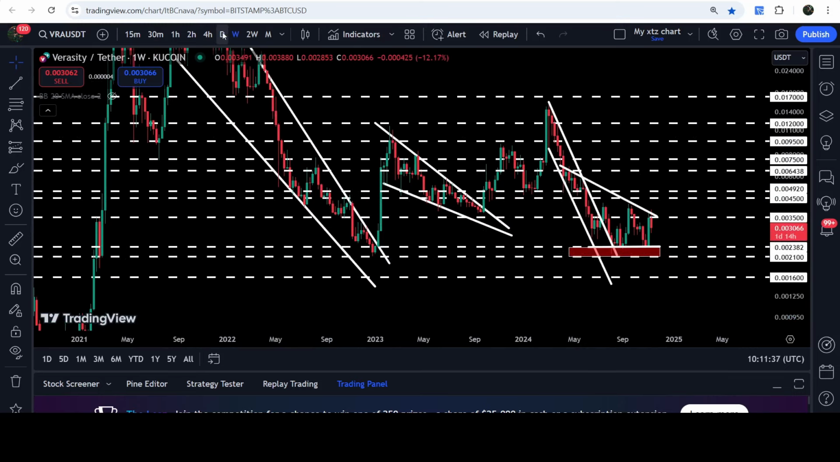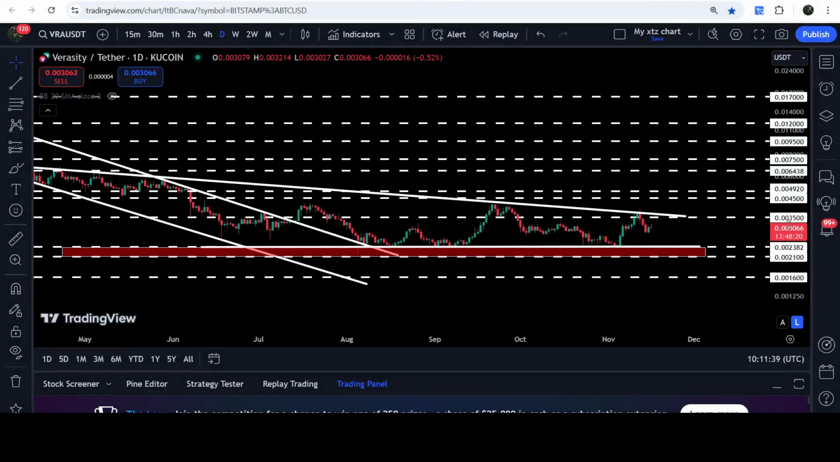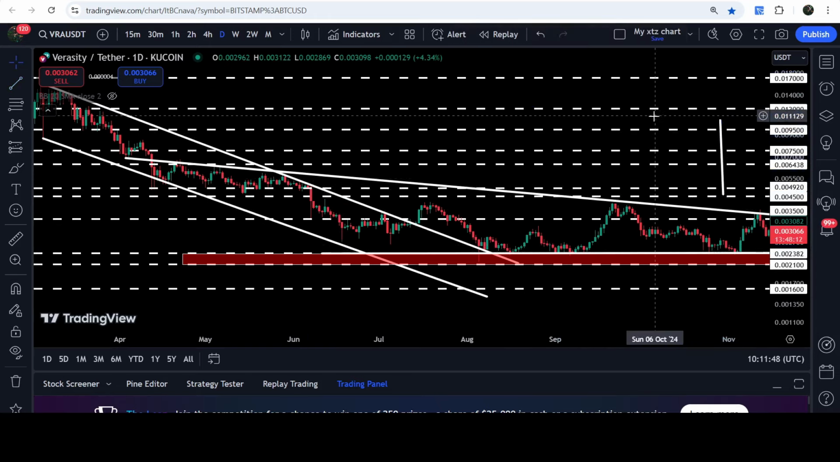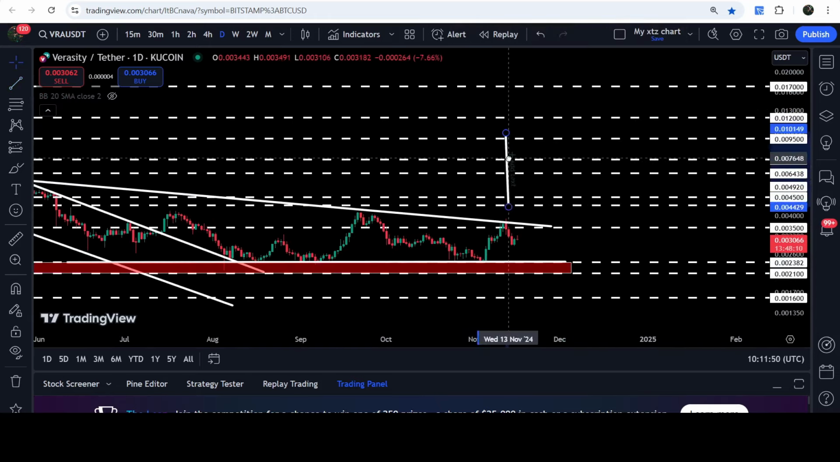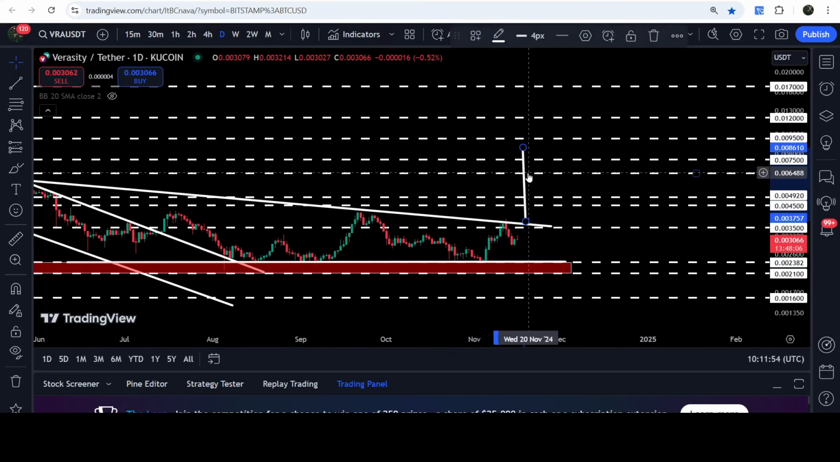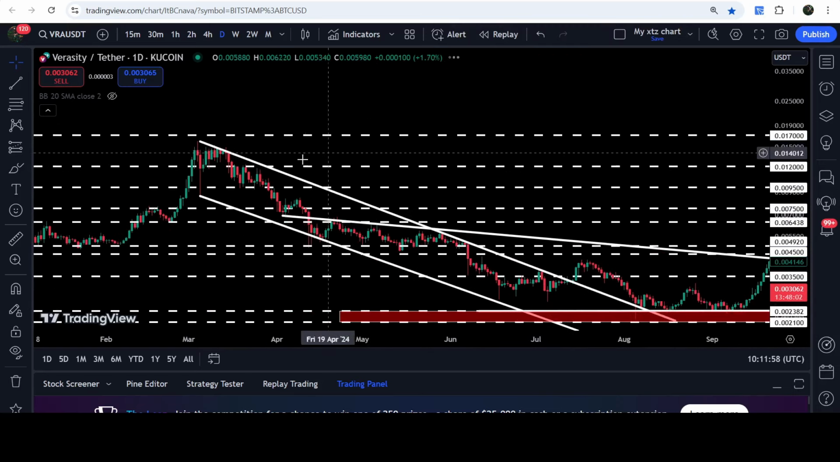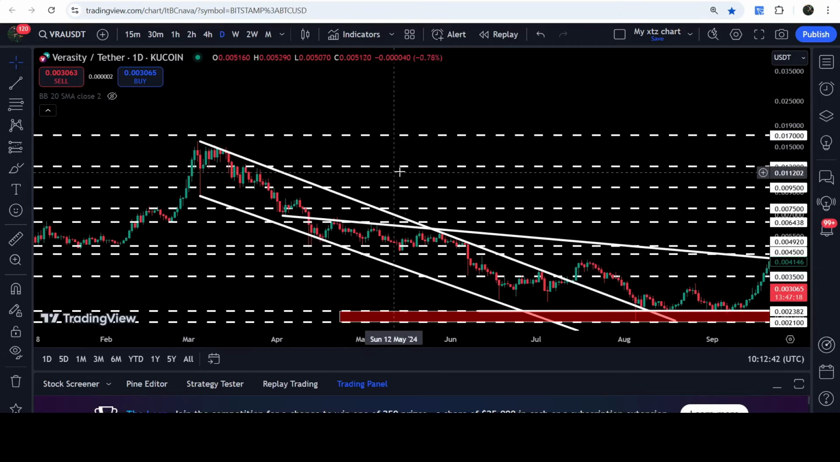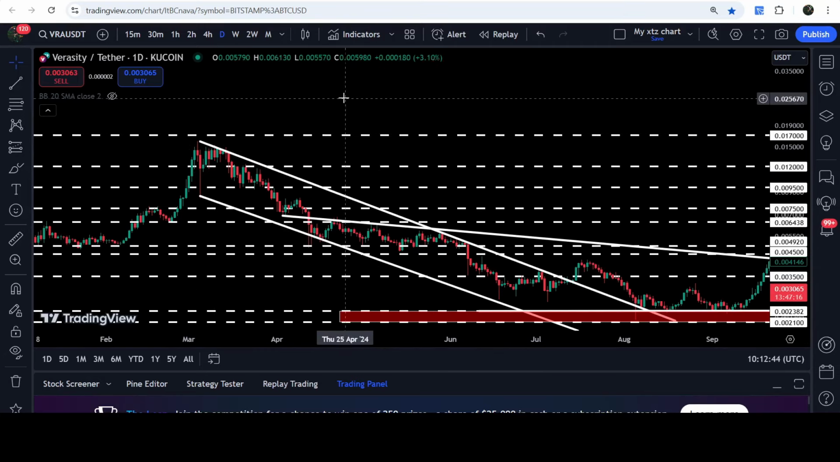And in case of breaking out the resistance of the triangle, the technical target for the breakout from this triangle, the conservative target can be from here. That will be, for example, if we will have a breakout from here, then it can reach here approximately at $0.0086. And the target for the breakout from this previous down channel can be here at the top of the channel at 1.6 cents. But in my opinion, it can also hit this resistance of 1.7 cents as well.